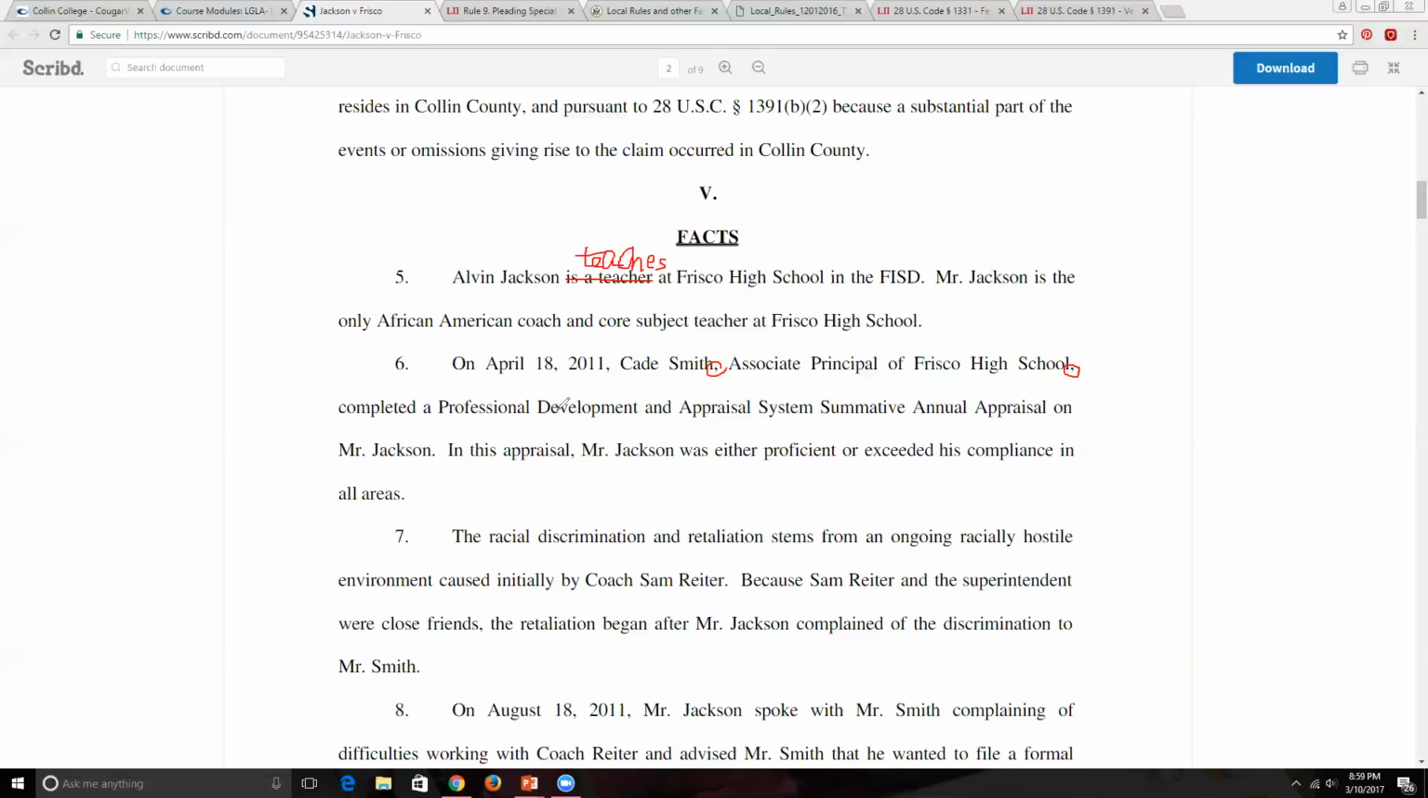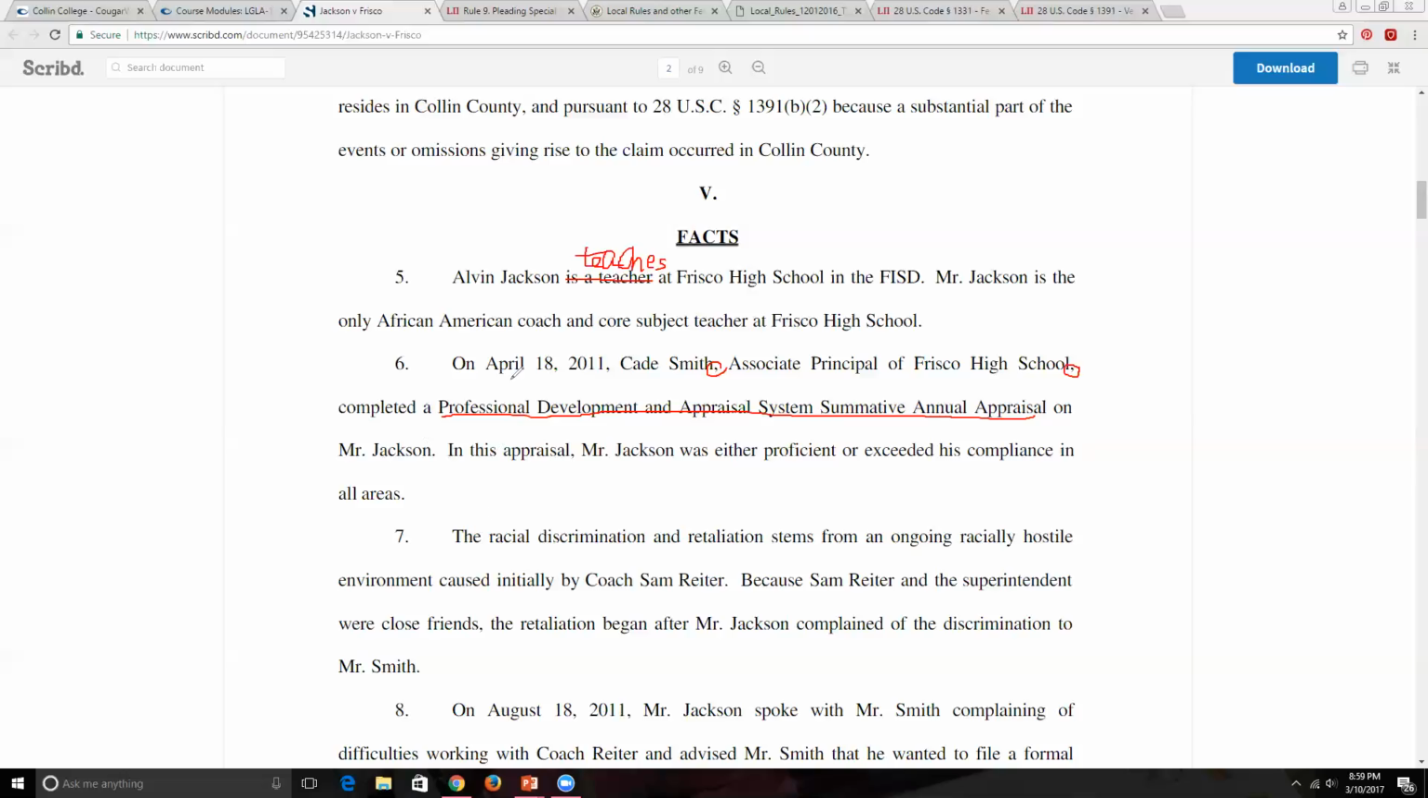Kate Smith completed, and so we want to have a comma before and after, completed a professional development and appraisal system summative annual appraisal on Mr. Jackson. This seems to be a term of art. You can see all the capital letters. That must be the name for the appraisal document that is prepared in FISD. In this appraisal, Mr. Jackson was either proficient or exceeded his compliance in all areas. It wouldn't be at all unusual to actually attach this as an exhibit. See enclosed Exhibit A, for example.